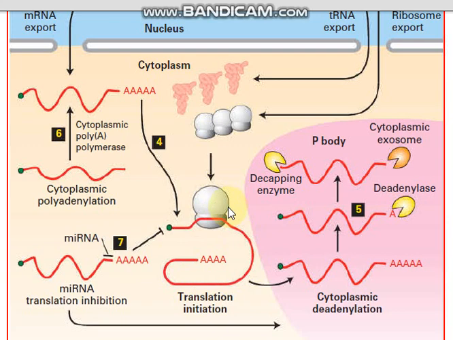Now when translation is complete and there is no use of this mRNA, it undergoes degradation, where first of all the poly A tail is removed by deadenylase. It removes the poly A tail. Then comes the decapping enzyme which removes the 5' cap. When both the ends are free, then this whole mRNA molecule is degraded.